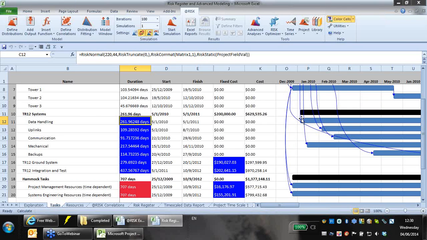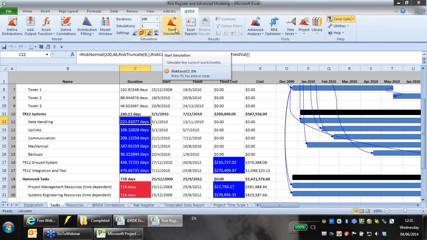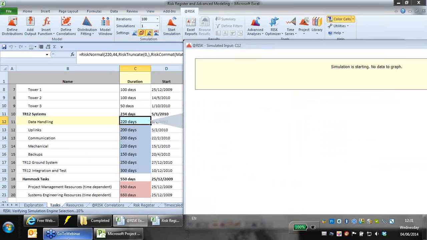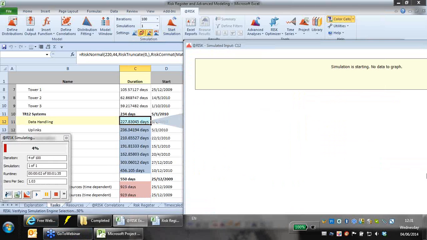And so what At-Risk has done is basically create a live dynamic link between Excel and Project. When I'm pressing F9, what the software is doing is taking samples from the distributions which we've put in. It's sending them back to Microsoft Project. Project is then recalculating the schedule, sending it back to Excel, and then it updates on here. So I'm just running a simulation which is going on in the background there at the moment. But that's what this newer version of At-Risk is capable of doing.